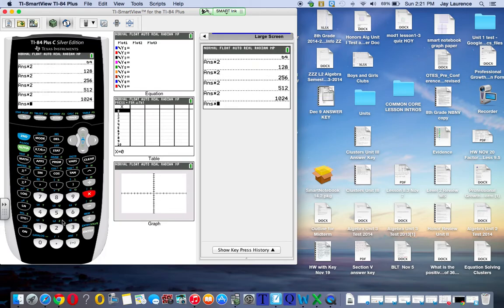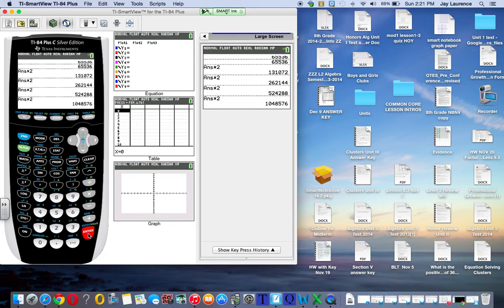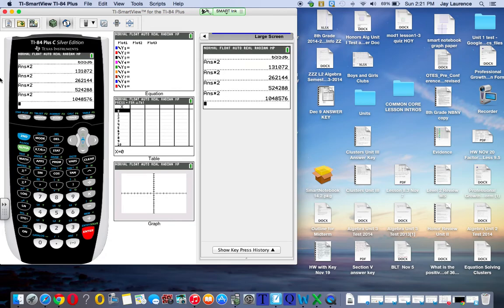And there's 11. And there's 12. And there's 13. And there's 14. And 15. And then 16. 17, 18, 19, and then finally the 20th term. And there it is. I got the same number that I got before.